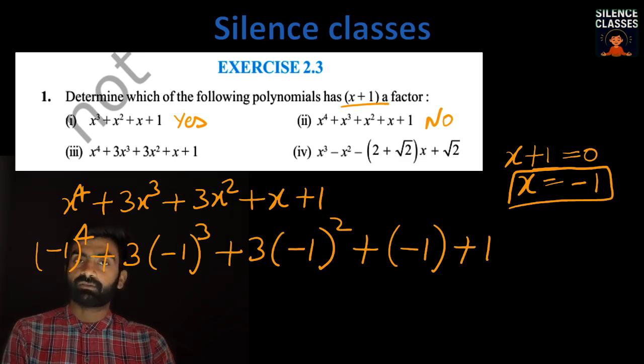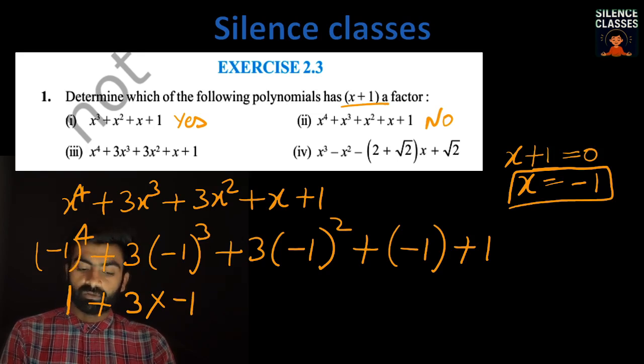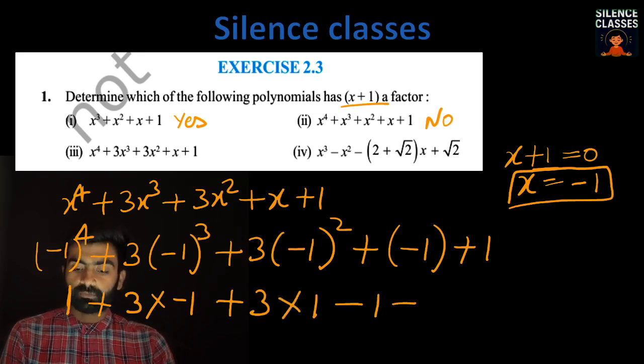Minus 1 multiplied by minus 1 multiplied by minus 1 multiplied by minus 1, the power is even, so we will get a positive number, and 1 multiplied by 1 multiplied by 1 multiplied by 1 will always become 1. Okay, so we can write it down: plus 3 multiplied by what will we get? We will get minus 1 because the power is an odd number, plus 3 multiplied by 1, minus 1 plus 1. So 3 multiplied by minus 1 will become minus 3, minus plus will become minus, plus 3, and we have minus 1 and plus 1.